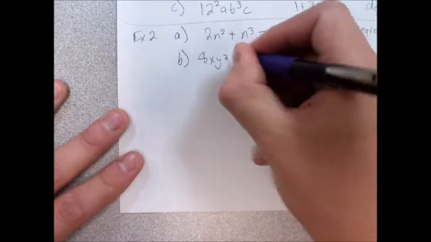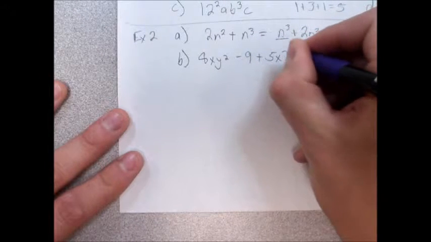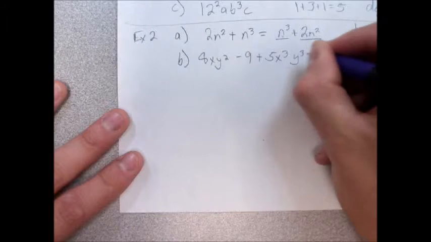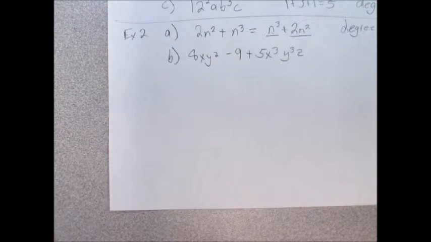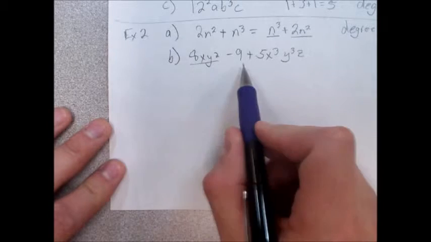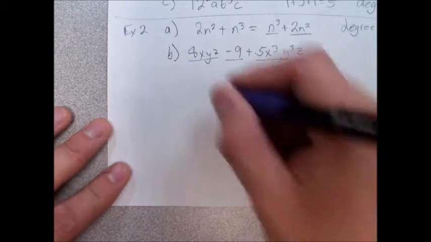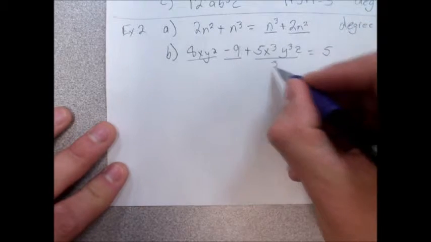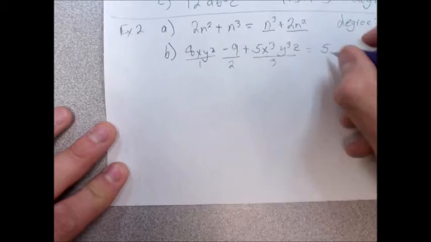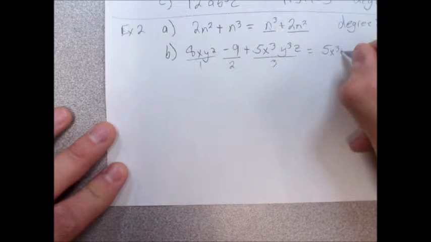8xy squared minus 9 plus 5x to the third, y to the third, z. So I need to write this in decreasing order of magnitude. Which term goes up front? The first, the second, or the third? The third term needs to go up front, right? So when I rewrite this, I'm going to put the third one up front. Because it's positive there, it's going to be positive up front.